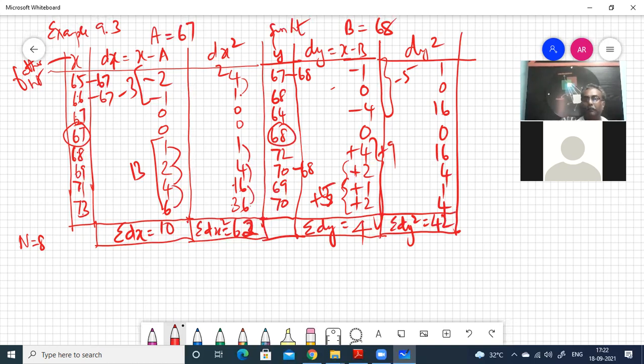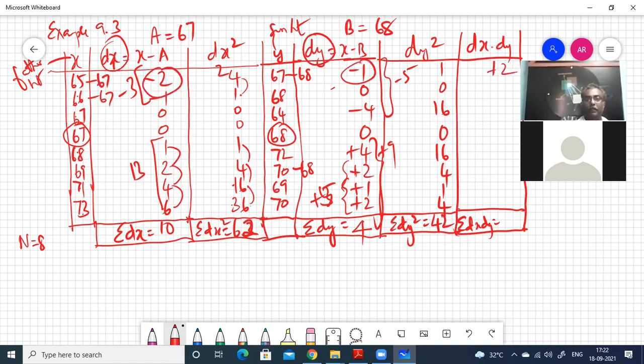Now one last thing you have to do: dx into dy we'll have to find. Sigma dx dy also you have to find. So this is dx, this is dy. Minus 2 into minus 1 is plus 2. Same way 1 into 0 is 0. 0 into anything is 0. Again 0 into something is 0.